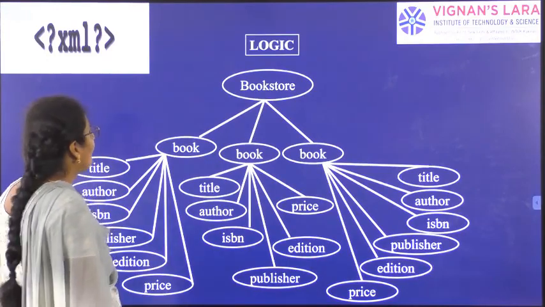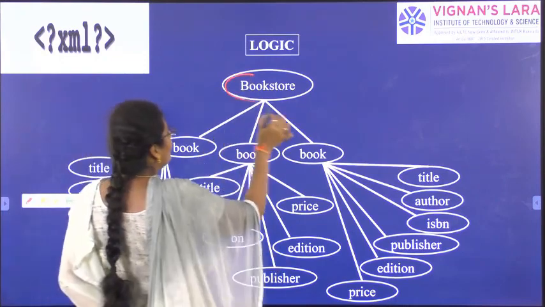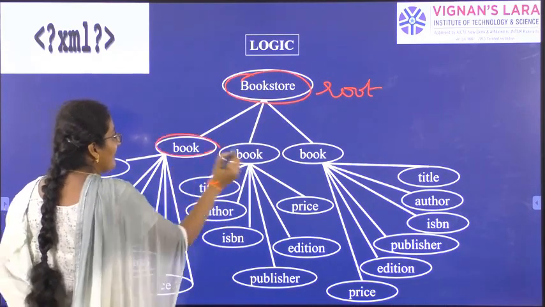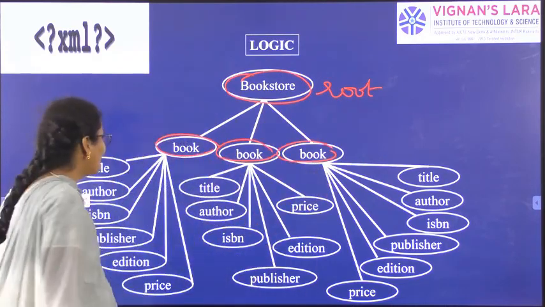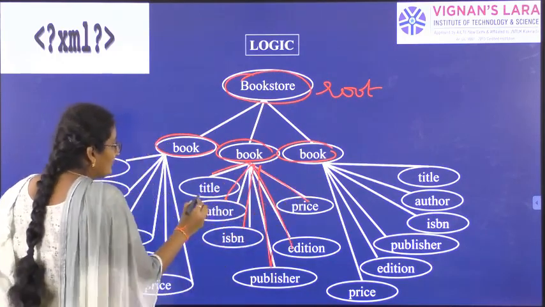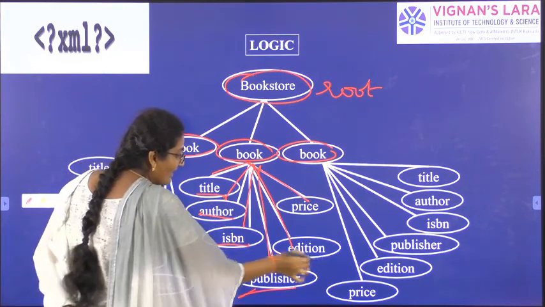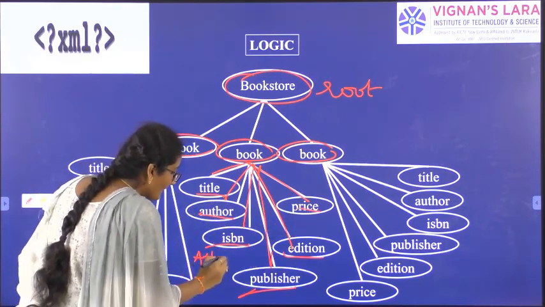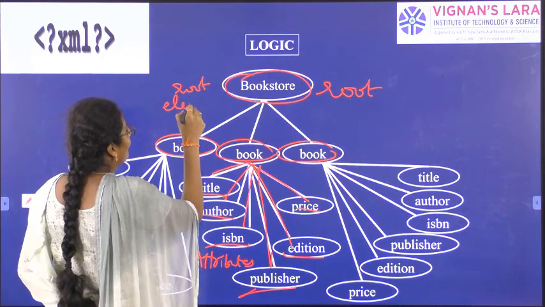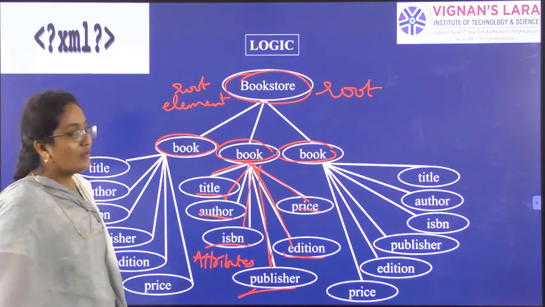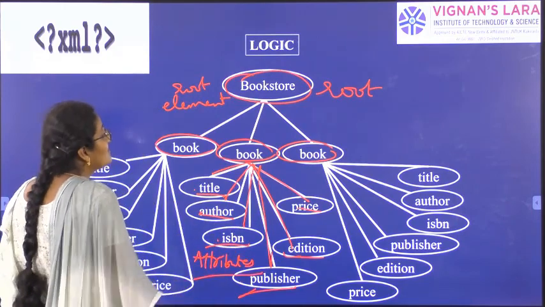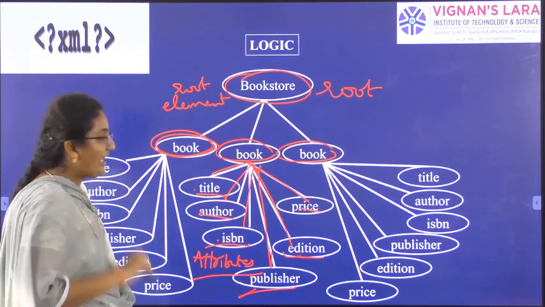So this is the logic for library management system. First we have the bookstore. Bookstore is the root element. From bookstore we have the child elements like book. For book we have the attributes like title, author, ISBN number, publisher, edition, price. So these title, author, ISBN number, publisher, edition, price are called attributes. Bookstore is called the root element. Book is the child element.